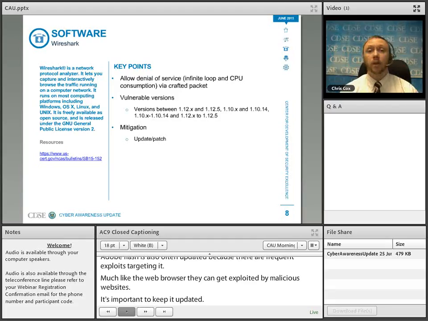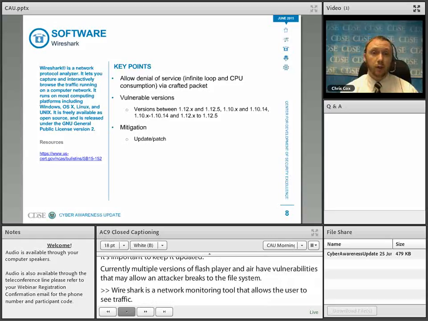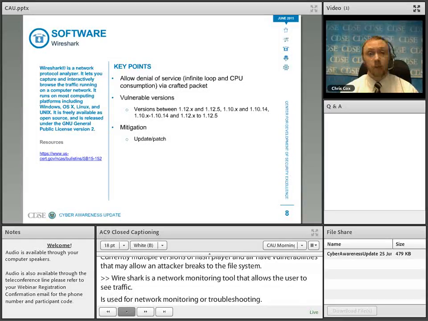Wireshark is a network monitoring tool that allows the user to view traffic running across the network. It's used primarily for network monitoring or troubleshooting. But certain versions, shown here, allow an attacker to send a crafted packet that will result in a denial of service against the systems on which it's running. Update it to the most current version in order to remediate this vulnerability.